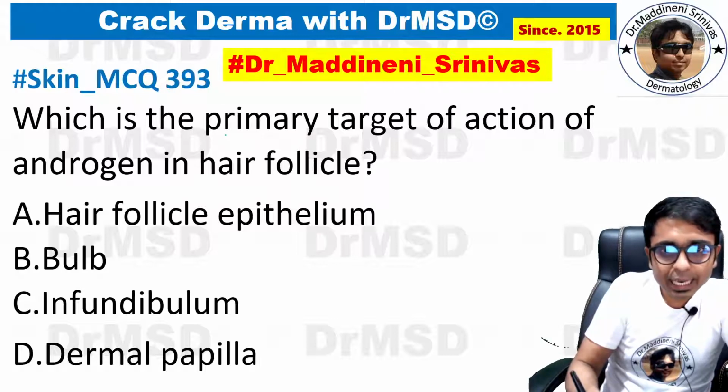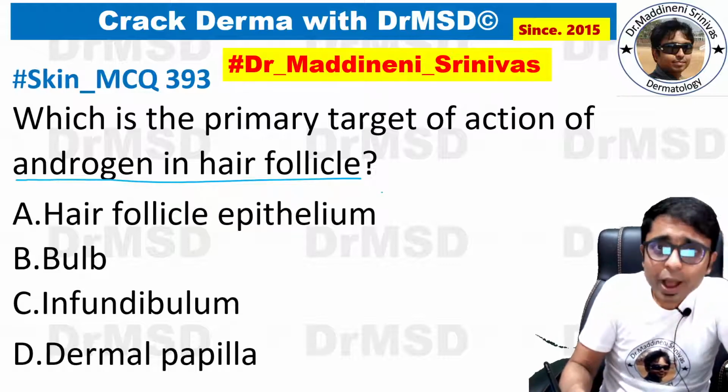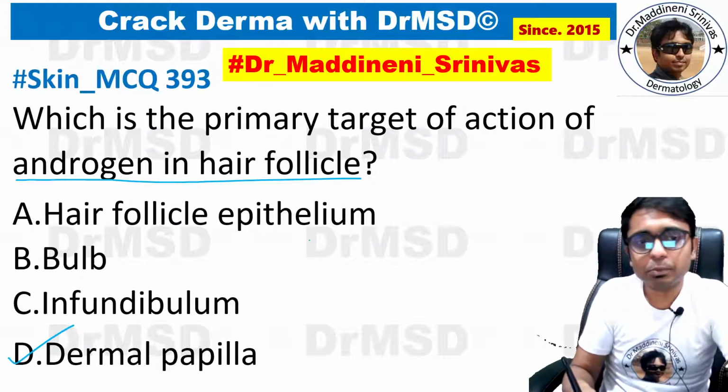What is the primary target of action of the androgen in hair follicle? So this is the MCQ which we are going to discuss. If you have marked option D, that is dermal papilla, as the answer, you are absolutely right.